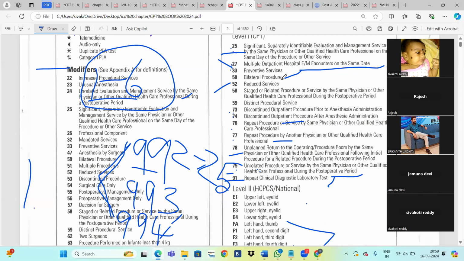So next modifier, reduced service. What is the meaning of reduced service?